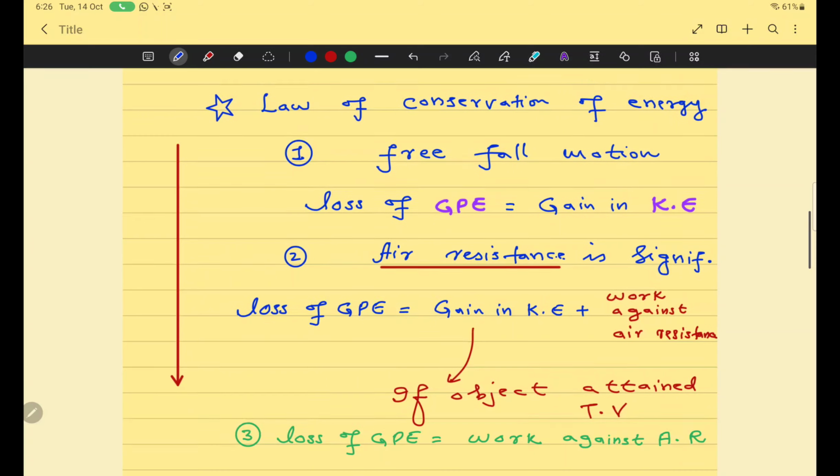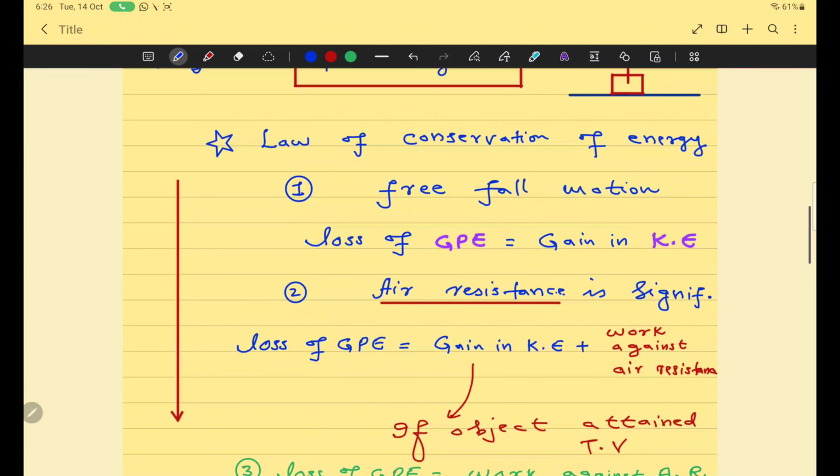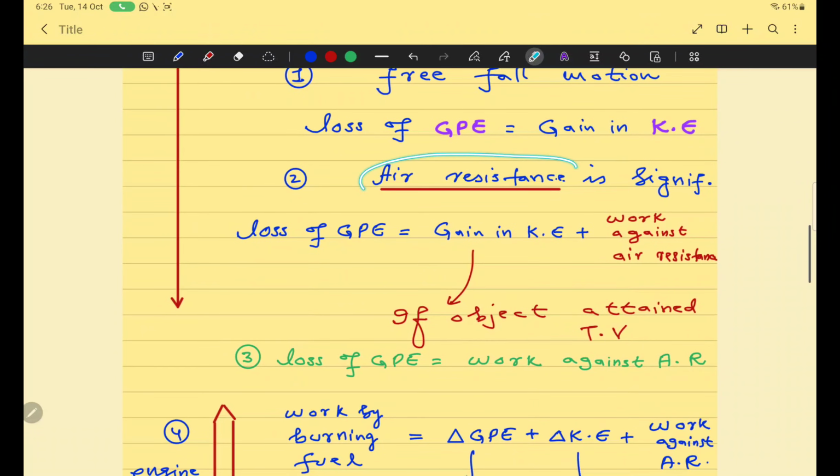So these are 4 cases, and I am going to ask you one by one, although I am repeating. Case number 1: in free fall motion, only potential energy and kinetic energy are converting into each other. If there is air resistance, then there is potential energy, kinetic energy, and there is work against air resistance.